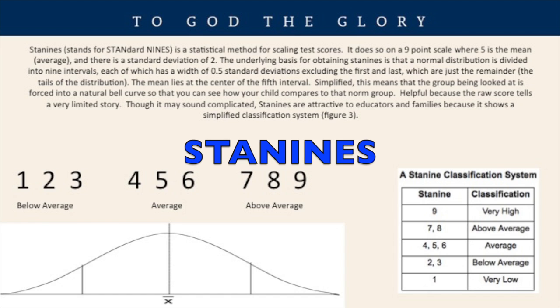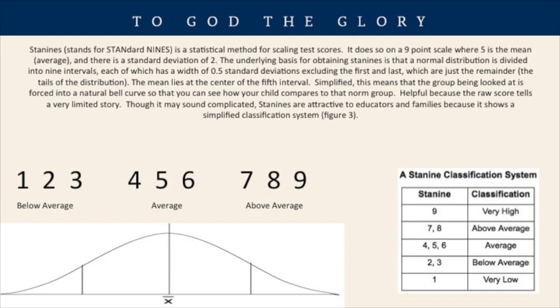Stanine is simply short for standard nine, and it's a statistical method for scaling test scores. It puts scores on a 9-point scale where 5 is the average and there's a standard deviation of 2. So what this means is it's just a way to have a normal distribution that's divided into 9 intervals.